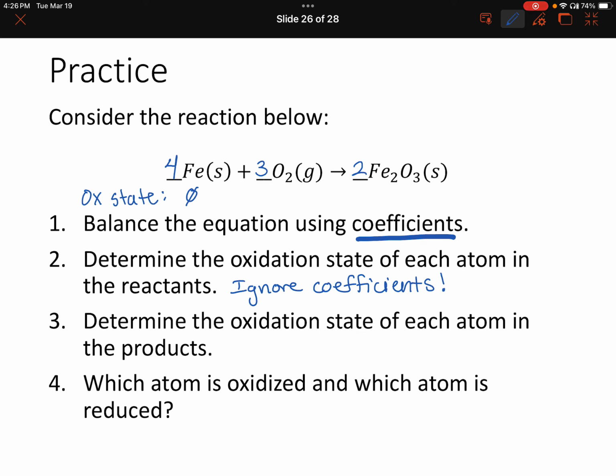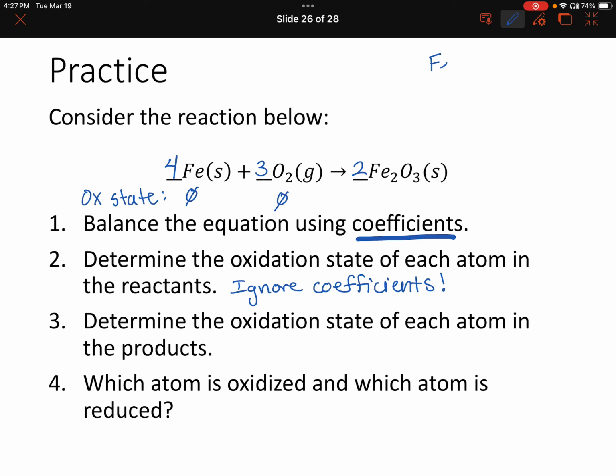And then what about O2? So that's a diatomic molecule. It's not an ion. So that is also neutral and has an oxidation state of 0. And now let's look at the product. This is an ionic compound. We have a metal, iron, and a nonmetal, oxygen. Now, iron is one of those atoms that can have multiple charges depending on what it's bonded to. So let's see if we can figure out what its charge is. So we'll base it off of oxygen.